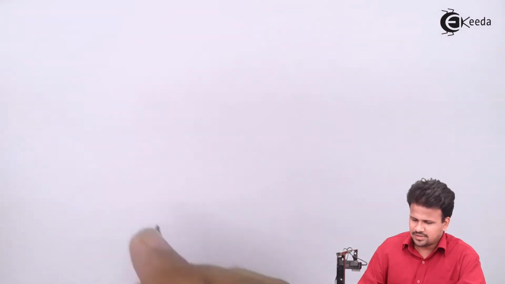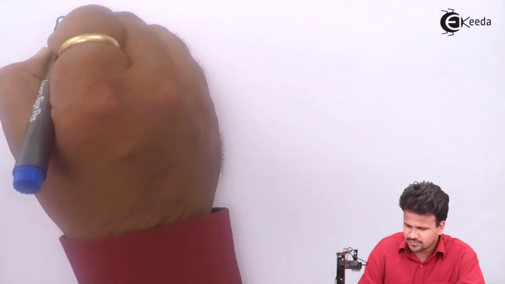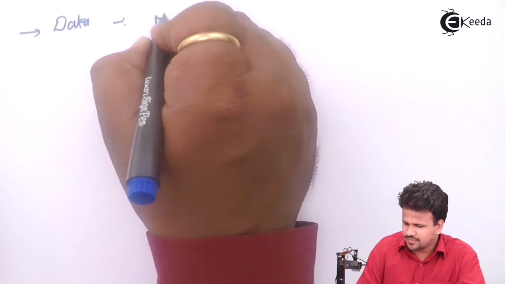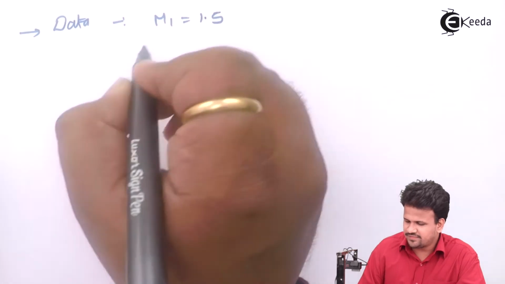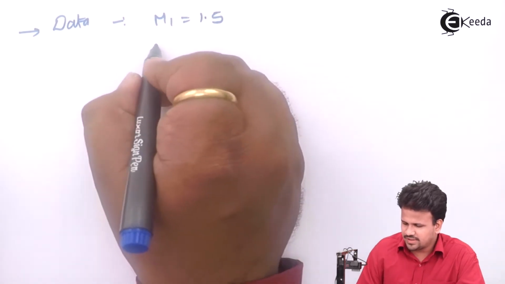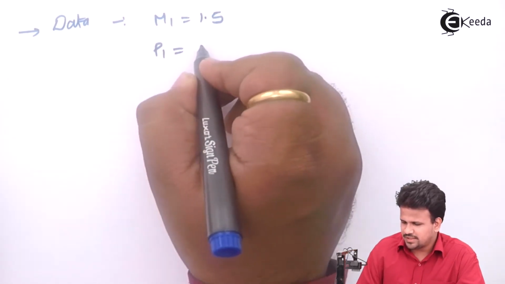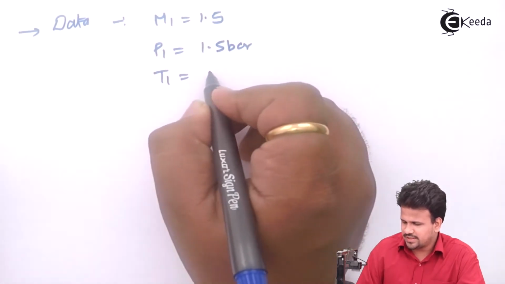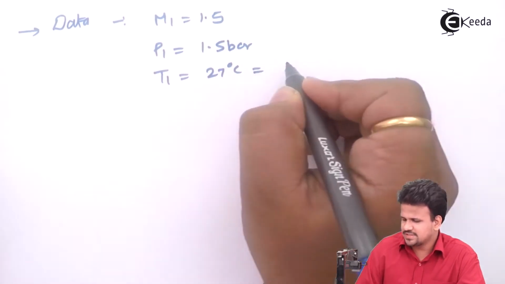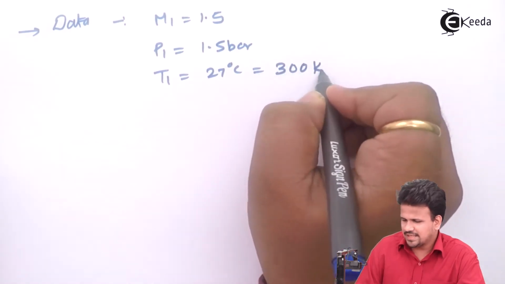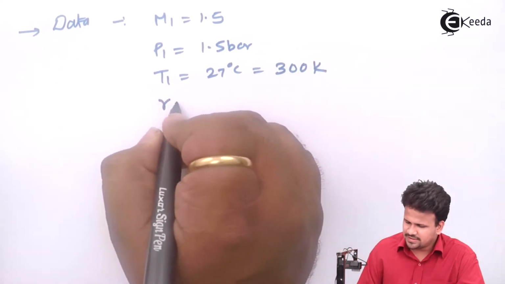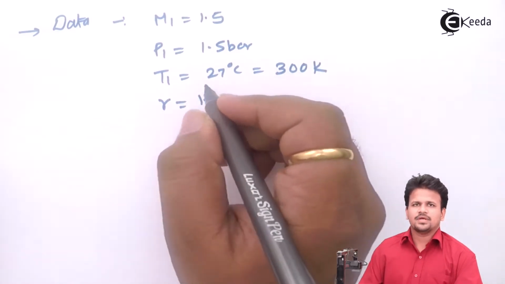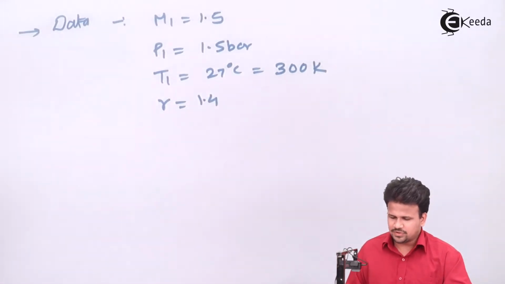So first, they have given us the Mach number. Mach number is equal to 1.5. Next they have given pressure P1, that is 1.5 bar, and temperature T1, that is 27 degrees Celsius, that is 300 Kelvin. Along with that, the adiabatic constant, that is 1.4. So all these things are given to us.